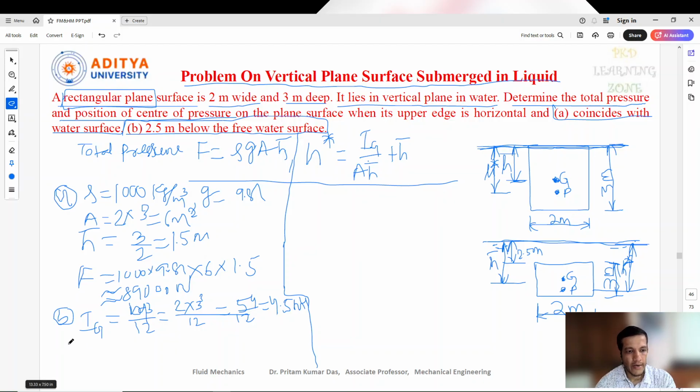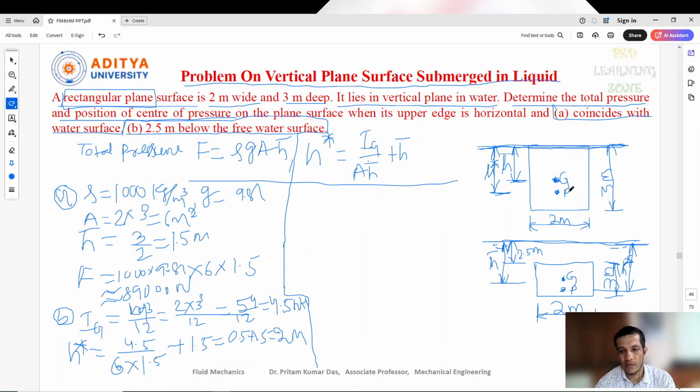So now we can find out H star. H star equal to Ig, which is 4.5, divided by the area 6 into H bar, which is 1.5, plus H bar 1.5. So here 4.5 divided by 9 is 1 by 2, equal to 0.5. So 0.5 plus 1.5 is nothing but 2 meter. So H star is 2 meter.